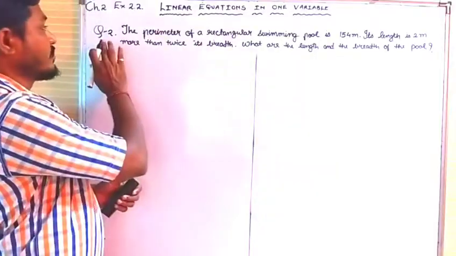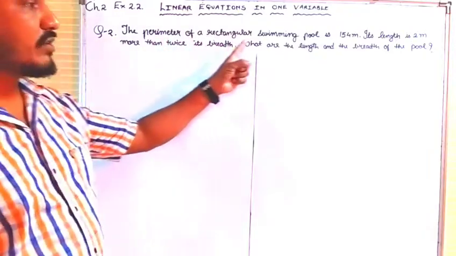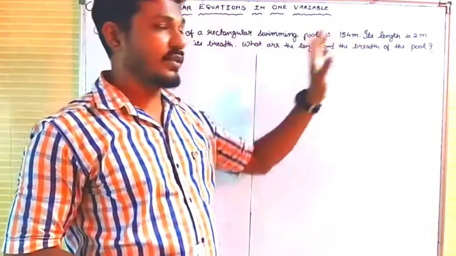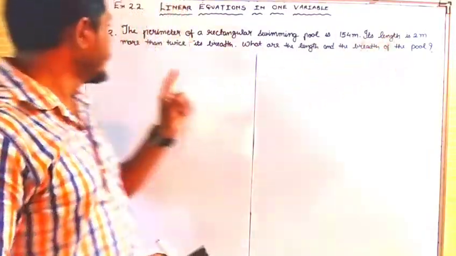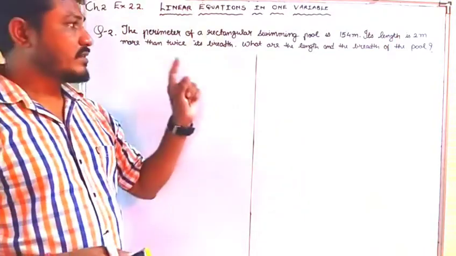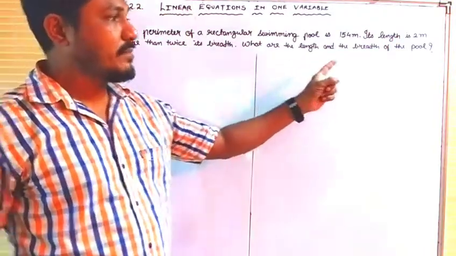Let's start our sum number 2. The perimeter of a rectangular swimming pool is 154 meter. Its length is 2 meter more than twice its breadth. What are the length and the breadth of the pool?